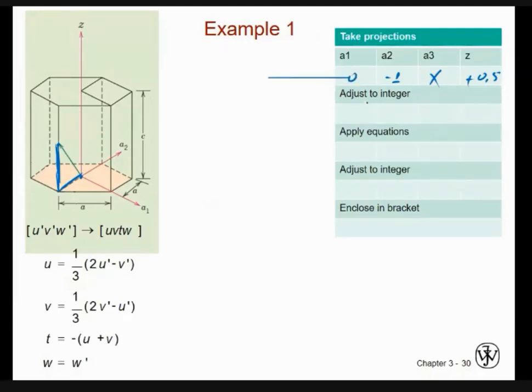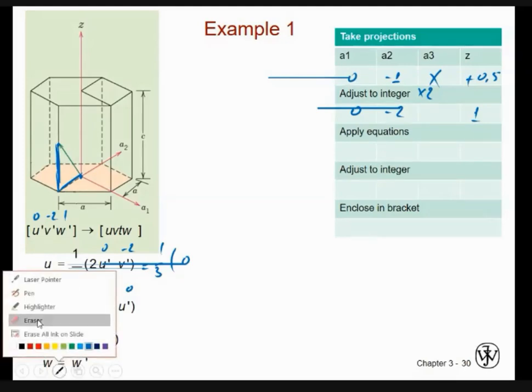I need to adjust it to integer. Multiply by 2. It will be 0, negative 2, and 1. Now plug into the equation. This 0 will be U dash, negative 2 V dash, W will be 1. So 0, negative 2, negative 2, 0. So if I just multiply them, 1 over 3 multiplied by 0.